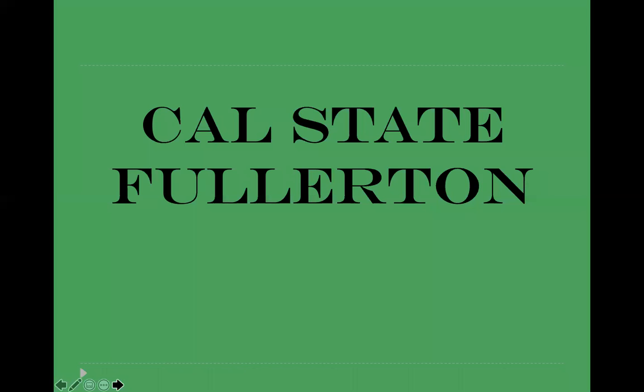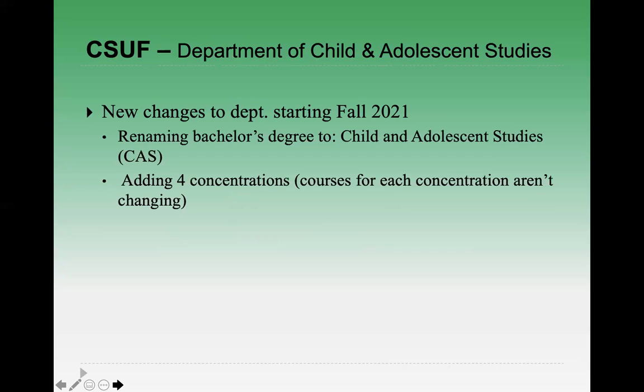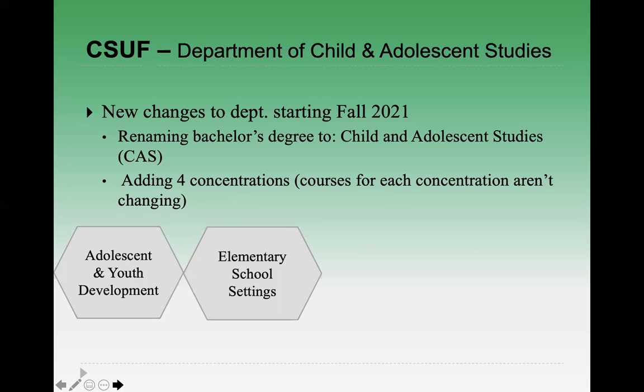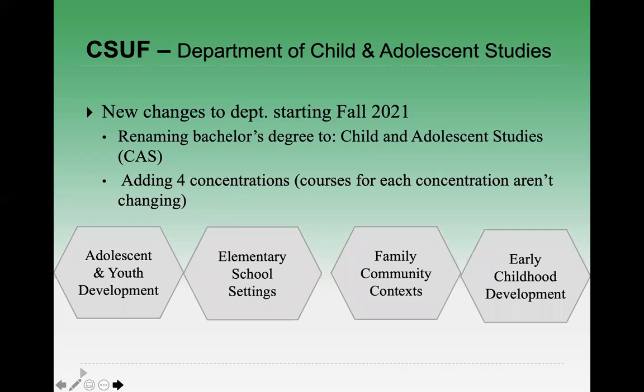Now let's spend a little bit of time talking about Cal State Fullerton's program. Their department is the Child and Adolescent Studies Department. And for incoming students, they have new changes that are going to be occurring starting fall 2021. One, they're renaming the bachelor's degree, and they're adding 4 concentrations. This means that the courses are actually staying the same, but the concentrations are changing. And their 4 concentrations are adolescent and youth development, elementary school settings, family community contexts, and an early childhood development concentration.